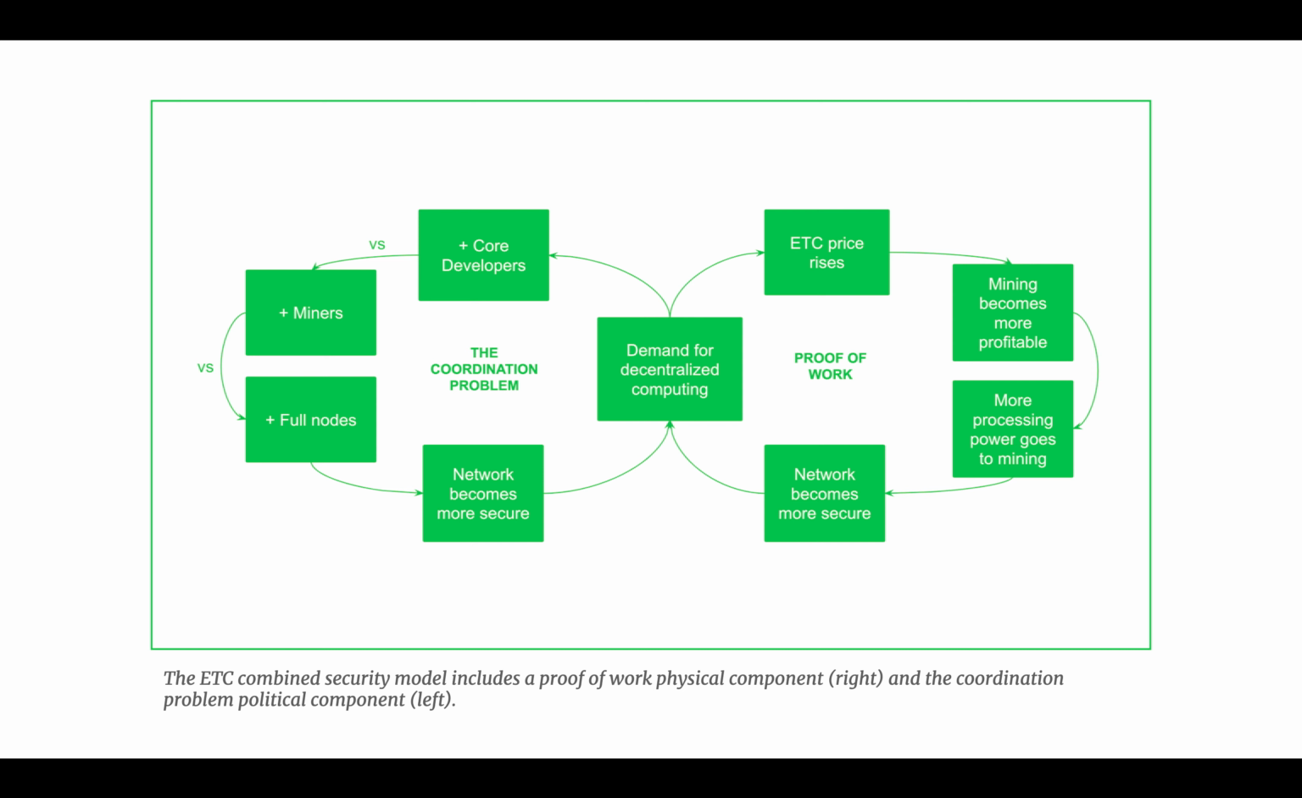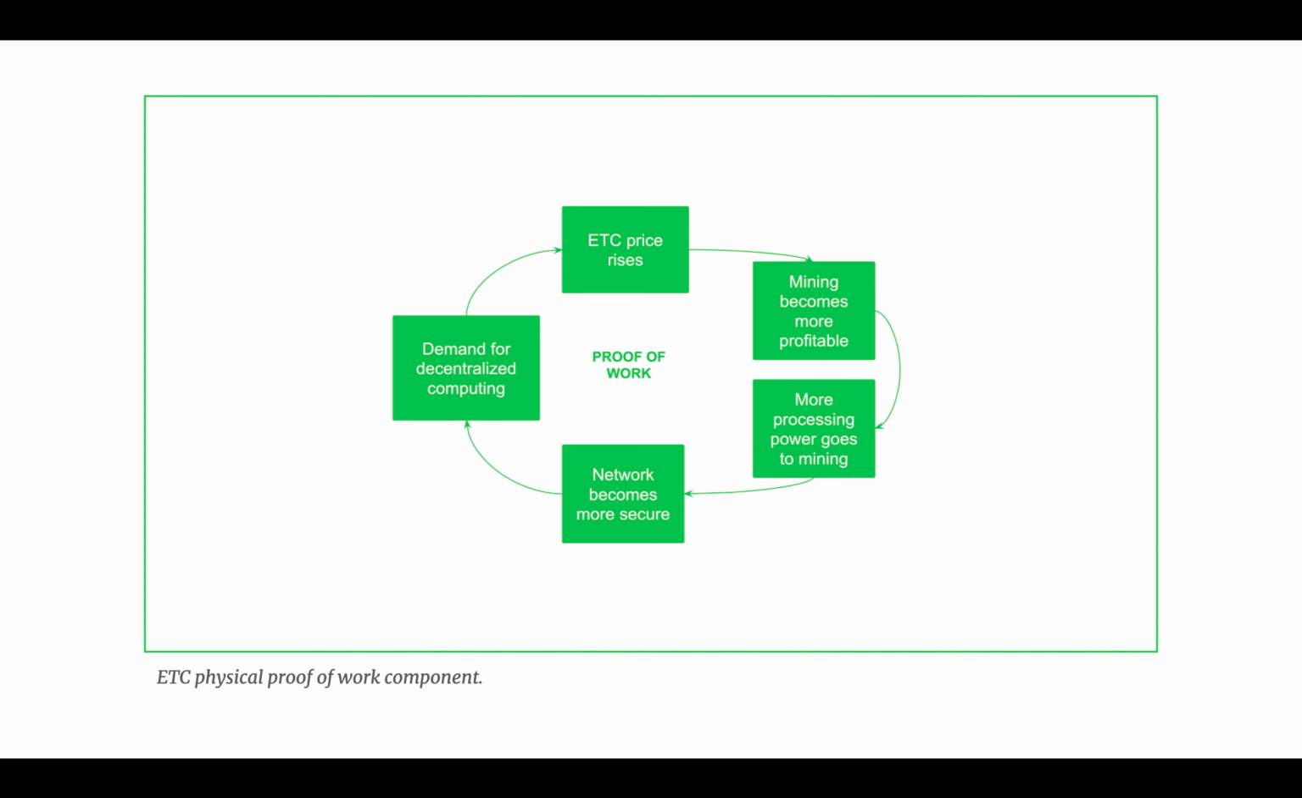However, as seen in the diagram above, the proof of work and coordination problem mechanisms are not only about imposing costs, but also about economic incentives. This article explains both sides of the model. Proof of work. The physical proof of work security mechanism is a virtuous circle that has several components which reinforce each other.